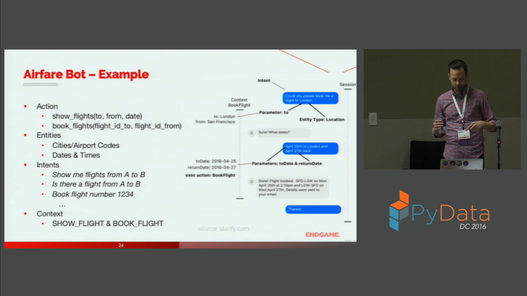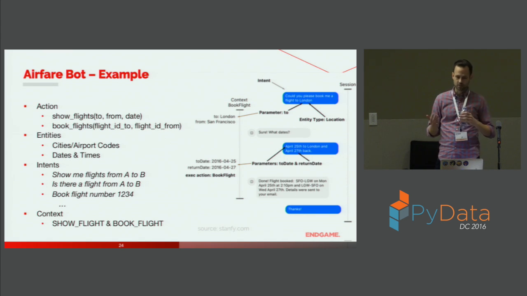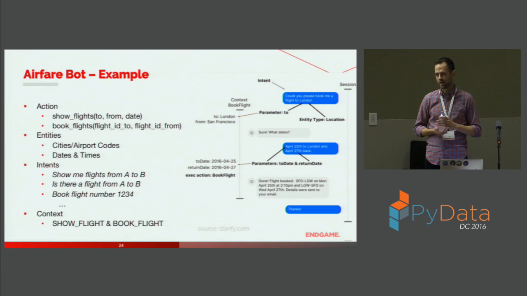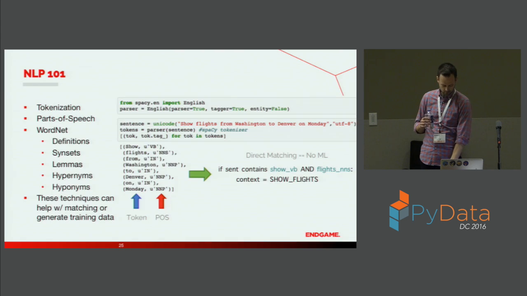To get those parameters, you'll do entity extraction to extract cities, airport codes, dates, and times from text. For intents, you're going to have to create a series of them, like: show me flights from A to B; are there flights from A to B; can you book flight 1, 2, 3, 4 and 5, 6, 7, 8. A bunch of those. And then finally the context, kind of the playbook for the bot. You have a show flight playbook and a book flight playbook. Once you enter one context, it's going to head down that path full speed ahead until it accomplishes its goal.